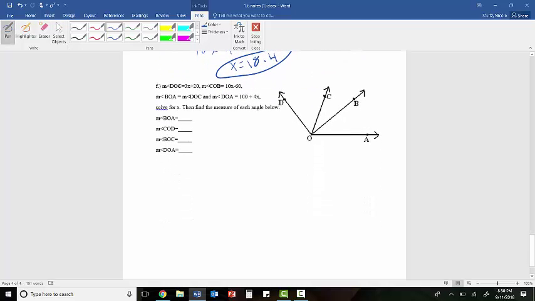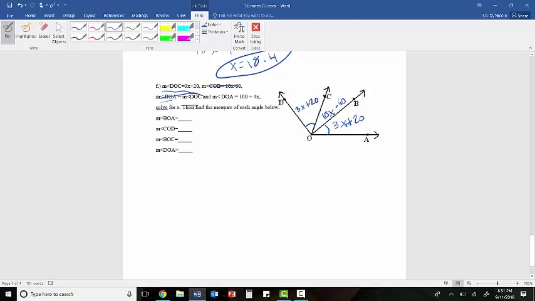Letter F, okay, so it says measure of angle DOC. So this is angle DOC, is 3x plus 20. So I'm going to put that in the angle. Angle COB is 10x minus 60. Angle BOA is equal to measure of angle DOC. So what I'm going to do is I'm going to put another arc in angle BOA, and I'm also going to copy the 3x plus 20, right? Because it says they're the same, so they should have the same expression.